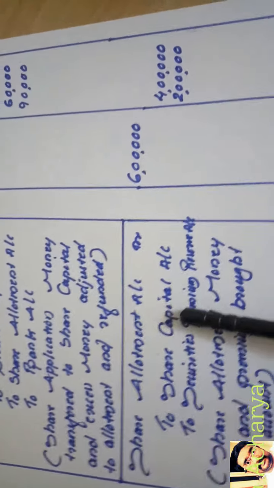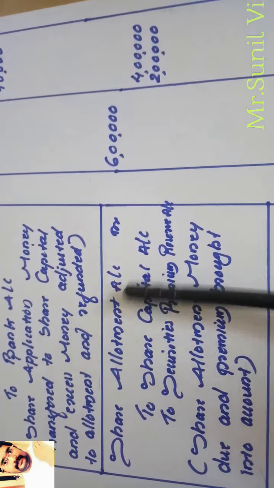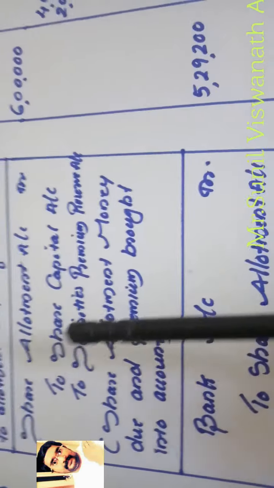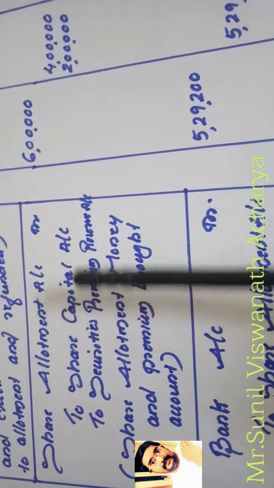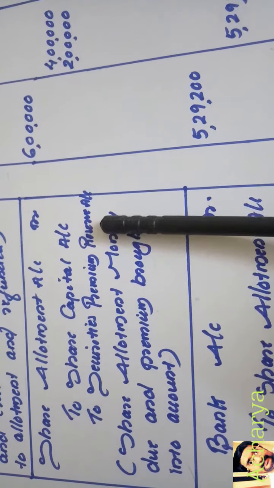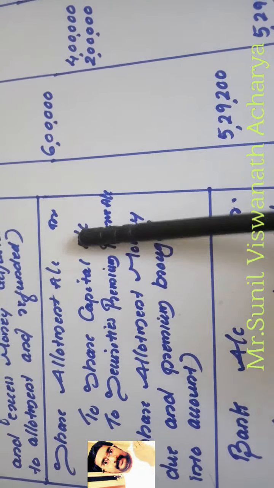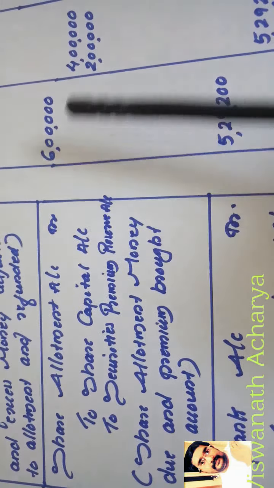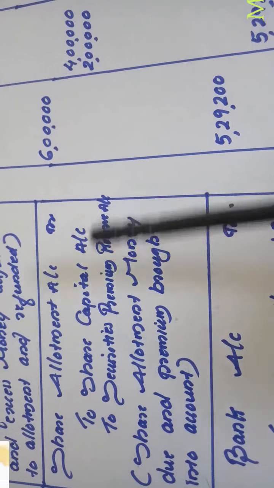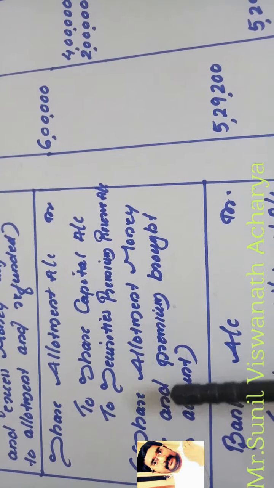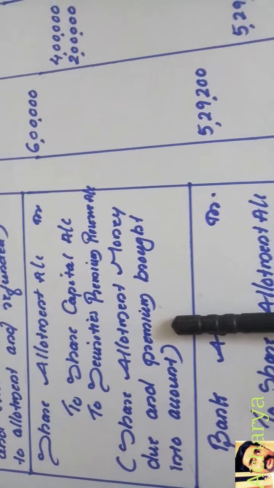Okay. Next entry, we know, allotment money due entry. Share allotment account debtor. Here along with allotment, what else is there in the question? Premium. So premium is 2 rupees, that is allotment money only 4. So when you are writing allotment due entry, share allotment account debtor to share capital, to securities premium reserve. A company having 1 lakh shares, 1 lakh into 6 is 6 lakhs. Share capital amount is only face value, 1 lakh into 4, that is 4 lakh. 2 rupees is a premium, that is 1 lakh into 2, 2 lakhs. Narration: share allotment money due and premium brought into account.